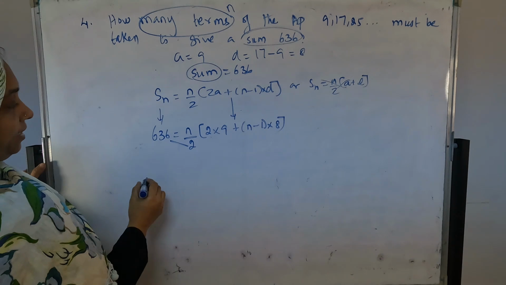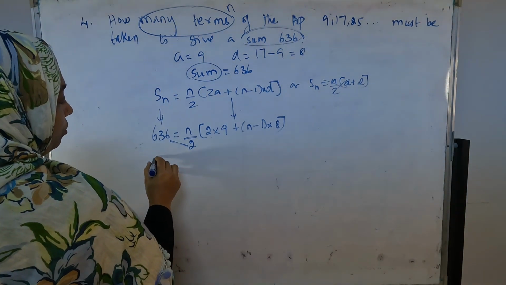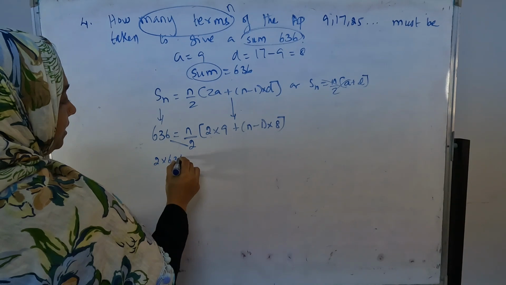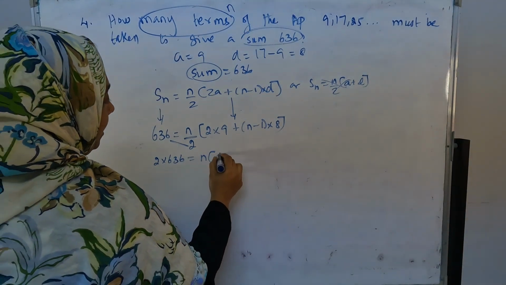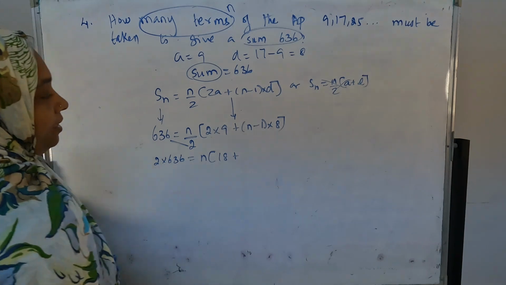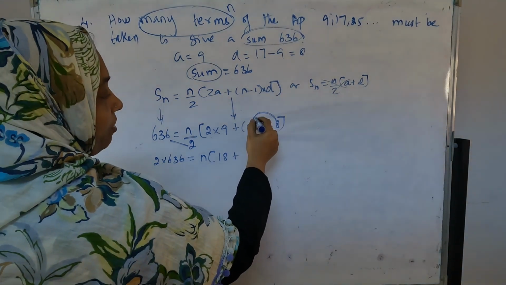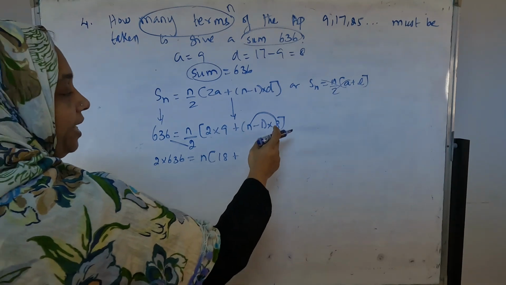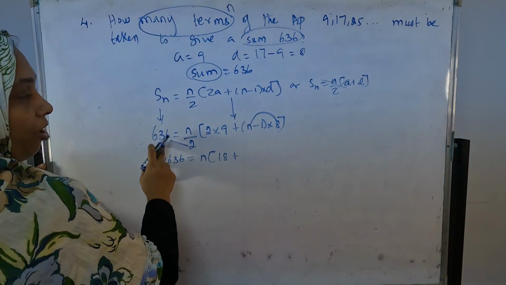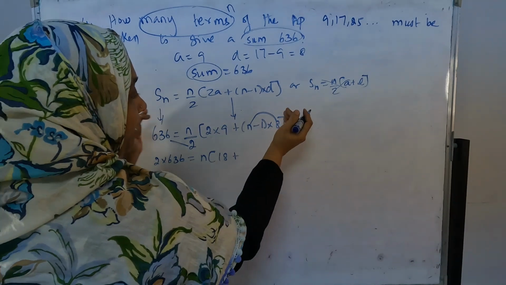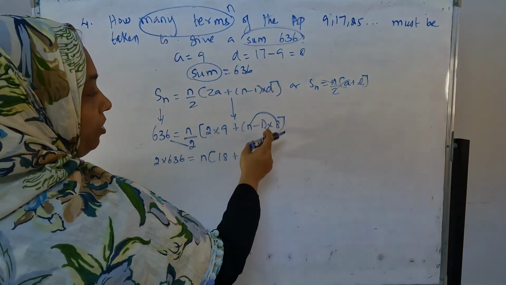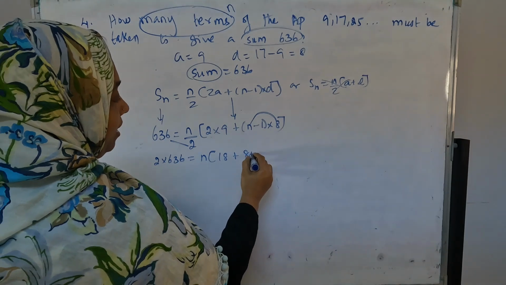Now bring this 2 here. So 2 into 636 equals n times 18 plus. Now you have to distribute this one only, because there is no chance. We cannot bring 8 to the opposite side. Why? Because this is in a bracket. So first you have to distribute this one.